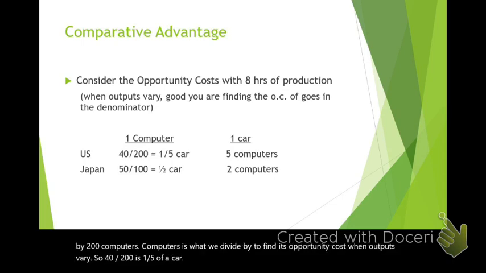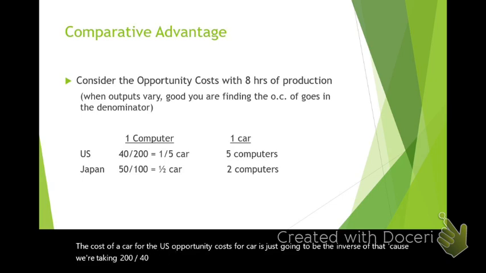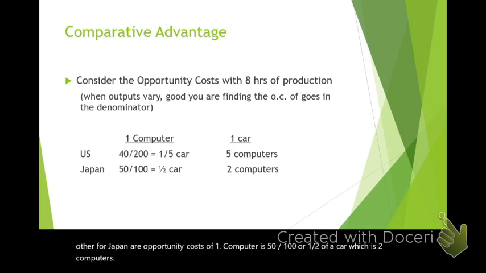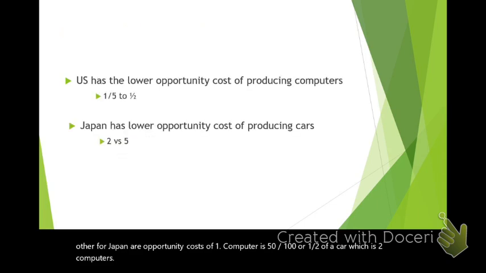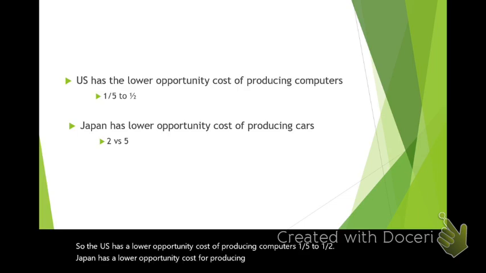The opportunity cost for a car for the U.S. is just going to be the inverse of that, because we're taking 200 divided by 40. So the opportunity cost of one good is always the inverse of the other. For Japan, our opportunity cost of one computer is 50 divided by 100, or 1/2 of a car, which is 2 computers. So the U.S. has a lower opportunity cost of producing computers, 1/5 to 1/2. Japan has the lower opportunity cost of producing cars, 2 versus 5.